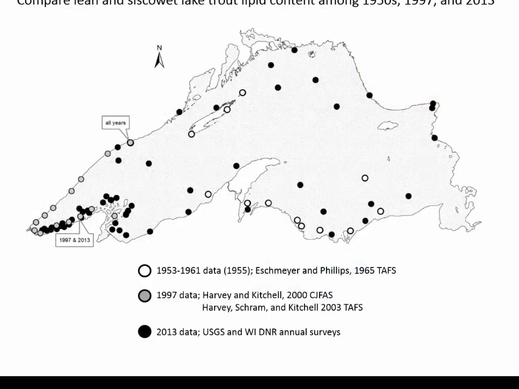So we have a nice data set here. We have fish from the 1950s, which I'll explain in a few minutes, data from 1997, and this came out of Chris Harvey's PhD and postdoc project that was the basis for the ecosystem model that Kitchell produced. And then 2013 data came from our surveys, in addition to Wisconsin DNR surveys. Pretty much good lake-wide representation for the 2013 data and the 1950s data, and then the 1997 data is all from the Western Isle.